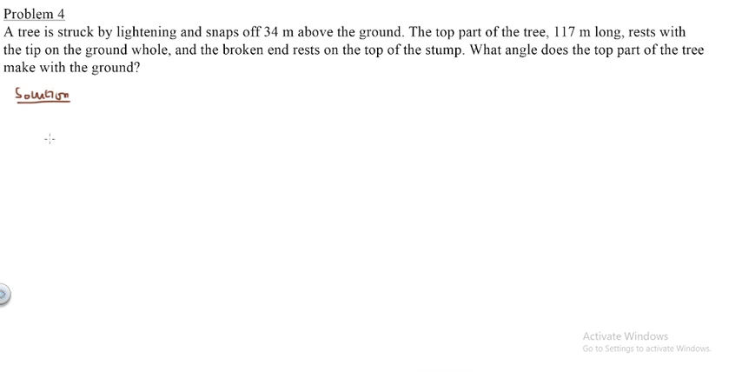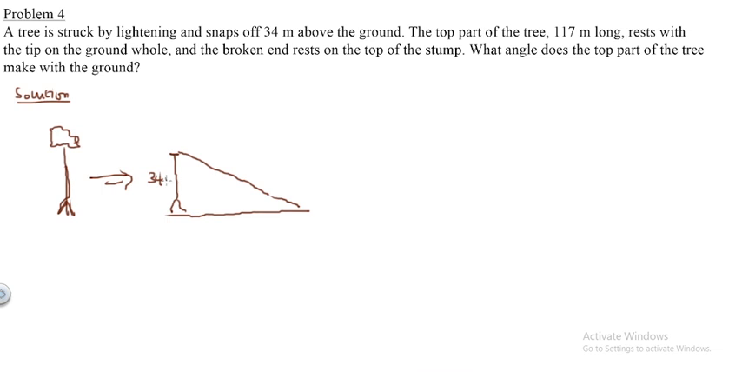So this is something that you can draw out. We have a tree at first, and then the tree was struck by lightning. So what happened was that the tree broke, and then we had two parts, the top part and the bottom part. This is supposedly the ground. We are told that from the bottom to where it was struck by lightning is 34 meters, and the top part of the tree that broke off is 117 meters. They now told us to find the angle that the top part of the tree makes with the ground. So this is the top part of the tree that fell on the ground, and we are told to find this angle theta.